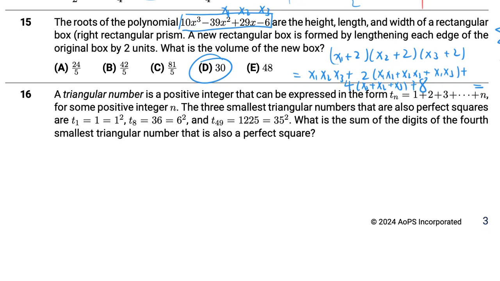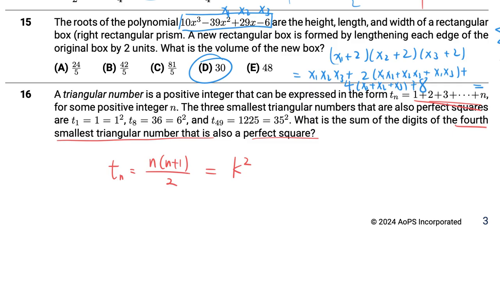Right, so this next question asks us to find the fourth smallest triangular number that is also a perfect square. Now, we can write an expression for the nth triangular number. It is n times n plus 1 over 2, right? This is just this sum. And this should be some k squared.